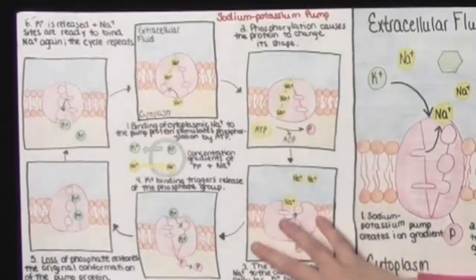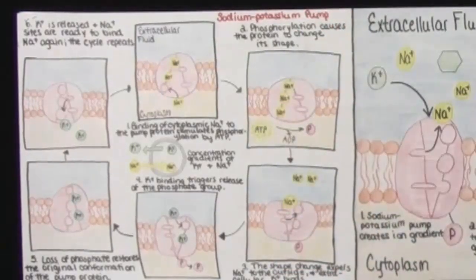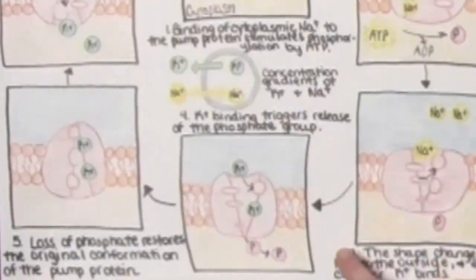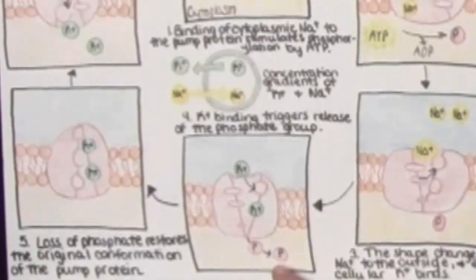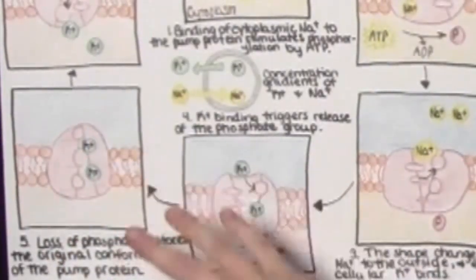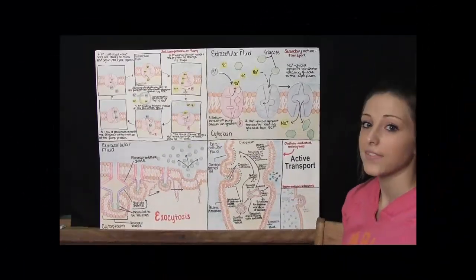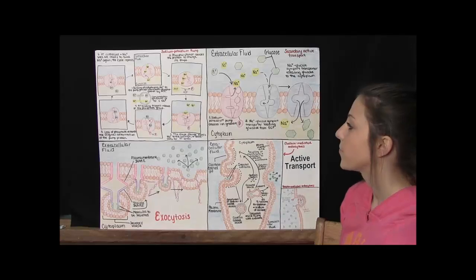That causes the sodium to be released back into the extracellular fluid. And that, in turn, causes potassium ions to bind to the pump protein, which causes the phosphate group in the pump protein to be released inside the cell. The loss of the phosphate restores the original conformation of the pump protein, and it is ready to bind again and repeat the cycle.